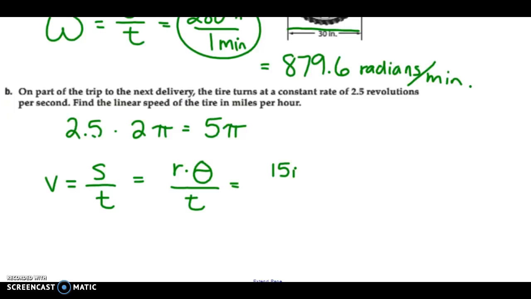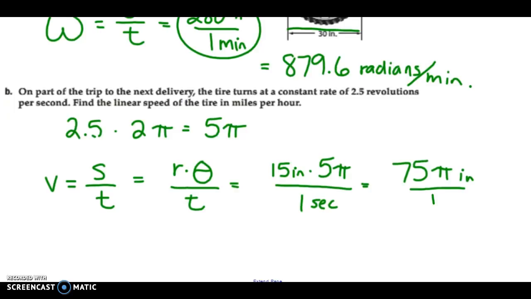That's 15 inches. Okay? Times, we set it at a constant rate of 5 pi revolutions per second. So that would be 5 pi. And my time is 1 second. So I multiply that together, and I get 75 pi inches per 1 second. Now, the difference is they want our answer in miles per hour. So we need to convert from inches per second into miles per hour.